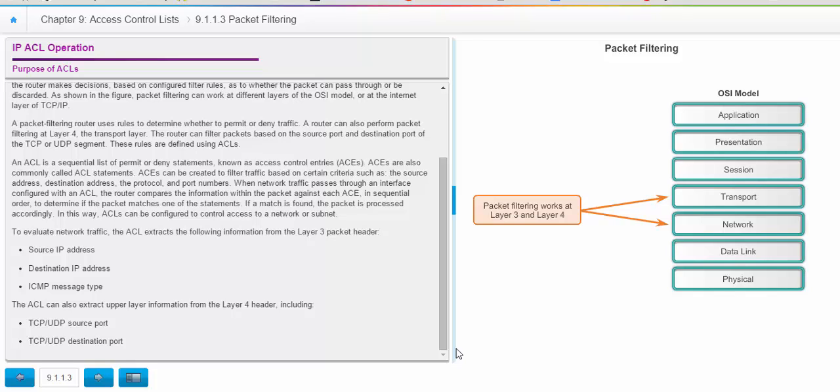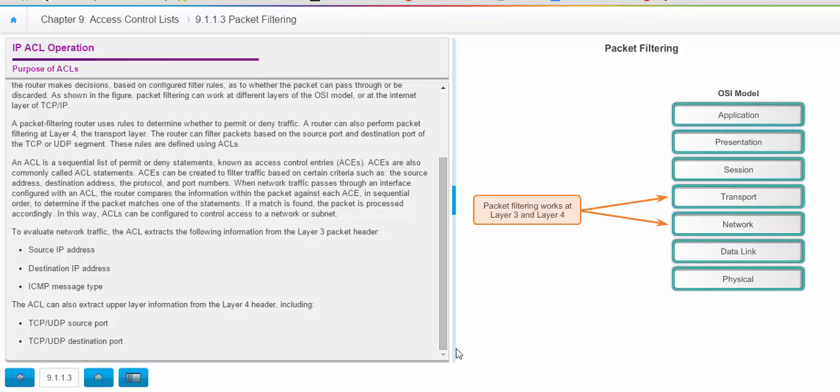With our ACL, like I said, it is a sequential list of permit and deny statements, commonly called ACL statements, because they're access control entries. They can be created to filter traffic based on certain criteria, such as your source address, your destination address, and your ICMP message type. So it's going to look at all this information at layer 3 to determine what comes in and what goes out. The ACL can also extract upper layer information from your layer 4 header, including your TCP and UDP source port and destination port.